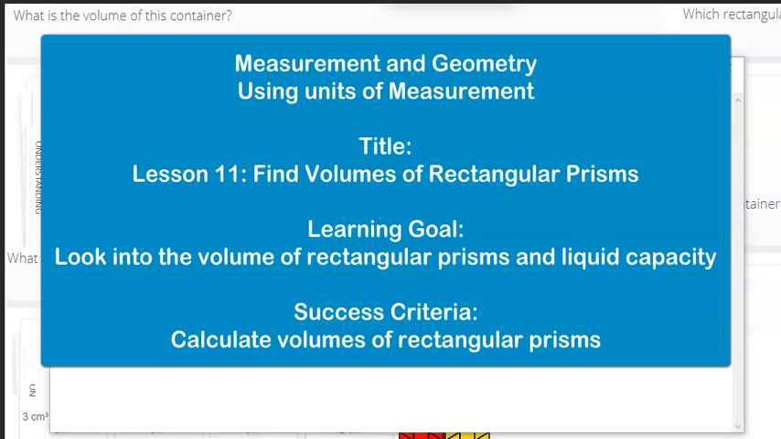This is lesson 11 and the last lesson for the using units of measurement topic. And this one here is find volumes of rectangular prisms. The learning goal is to look into the volume of rectangular prisms and liquid capacity. And the success criteria is to be able to calculate volumes of rectangular prisms.